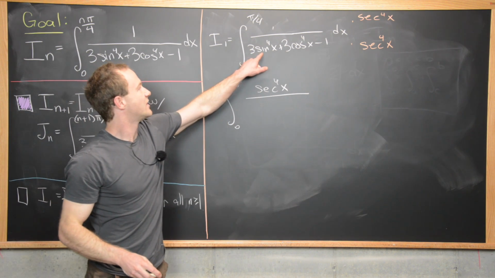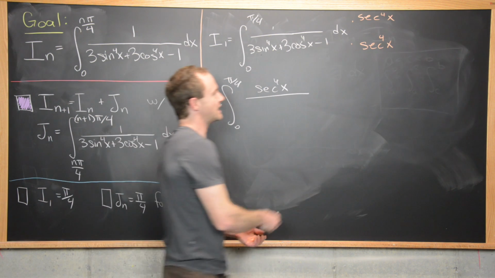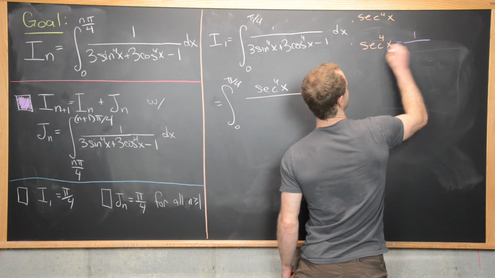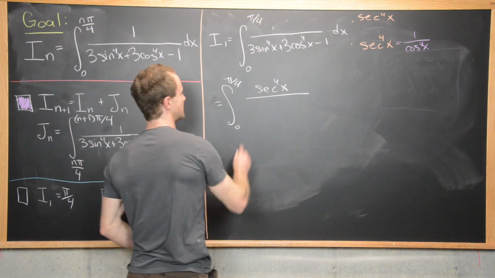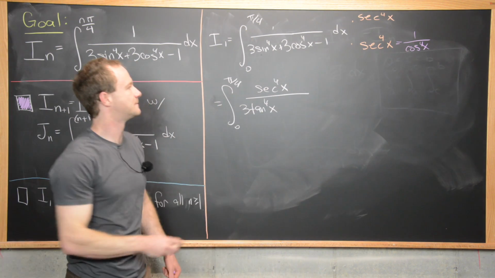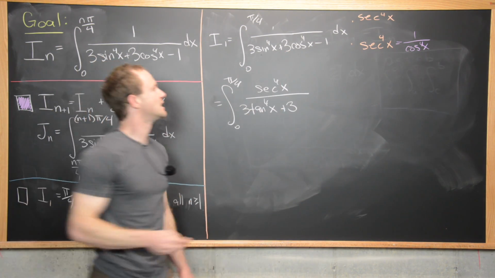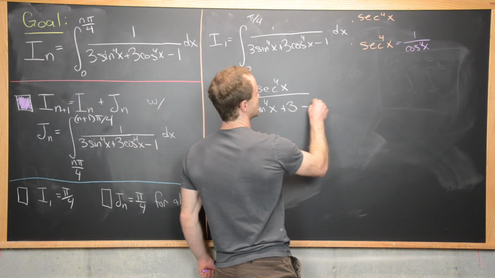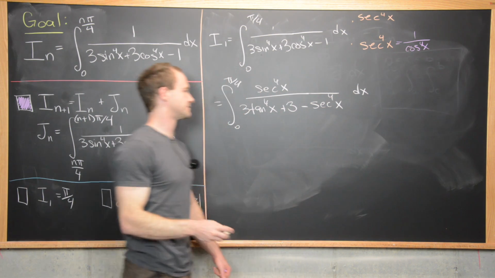And then we have 3 times sine to the fourth over cosine to the fourth, because here we're going to use the fact that secant to the fourth is the same thing as 1 over cosine to the fourth. So that's going to give us 3 tangent to the fourth x, and then plus 3, so that's what we get from that, and then minus secant to the fourth x, and now this is all dx.